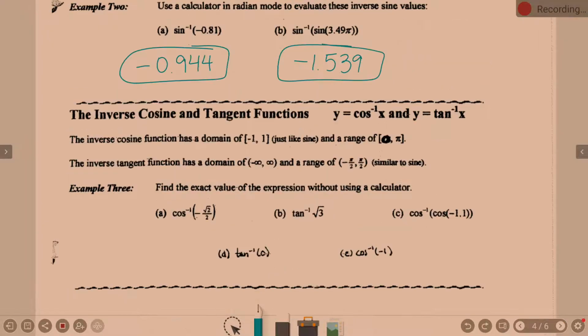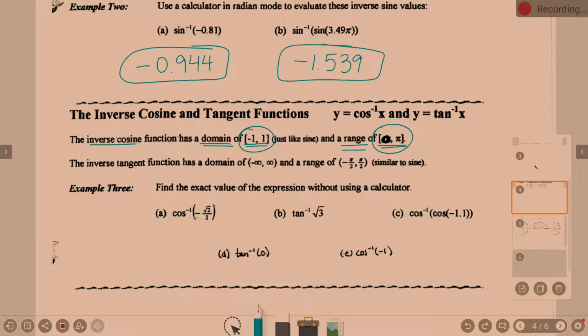Now, today, we're talking about inverse cosine and inverse tangent. When you're doing it via calculator, you can use the second cosine and second tangent functions. These can also be written as arc cosine and arc tangent. Inverse cosine has a domain of -1 to 1, the same exact domain as inverse sine. However, our range is 0 to π, and that 0 to π is what changes.